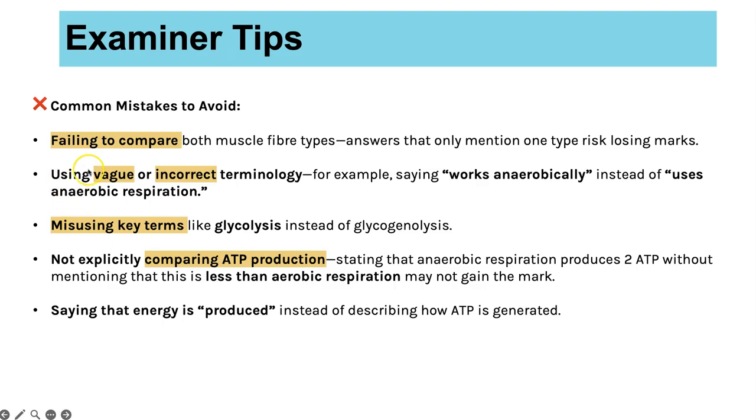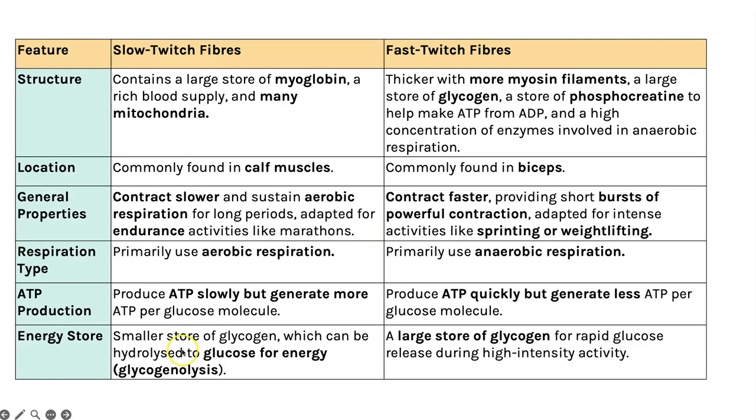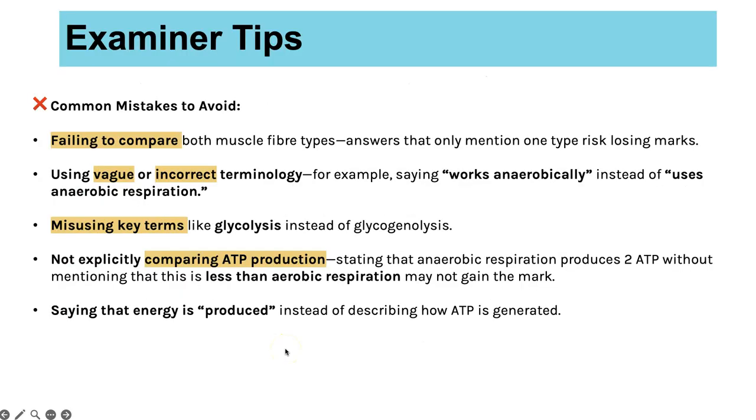Next thing that examiners have picked up is that sometimes students are quite vague with their terminology and sometimes even incorrect. So sometimes they've said that fast twitch muscle fibres work anaerobically instead of respire anaerobically. Then there's been the misuse of terms like saying glycolysis instead of glycogenolysis, and glycogenolysis is this process here, the hydrolysis of glycogen into glucose.